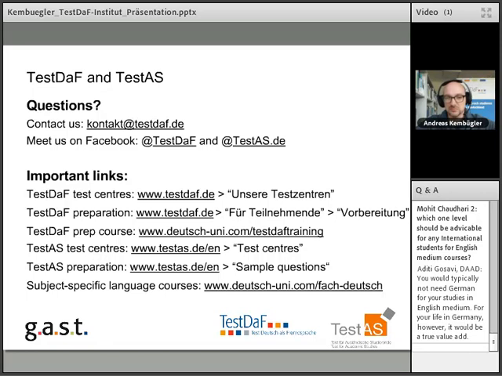Now we have some more questions. The TestDaf. Himali, who lives in Mumbai, it seems, was asking if the TestDaf can also be given in Mumbai, since there is a Max Müller Bhavan or a Goethe Institute. But I saw that it was not mentioned as a test center. Is that right? Unfortunately, the TestDaf is not offered in Mumbai.